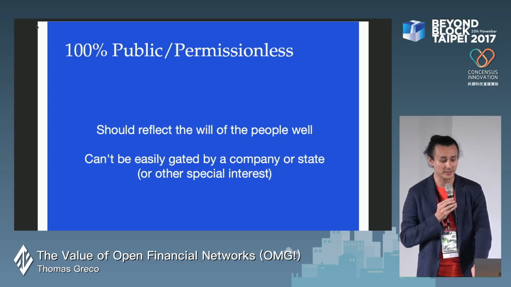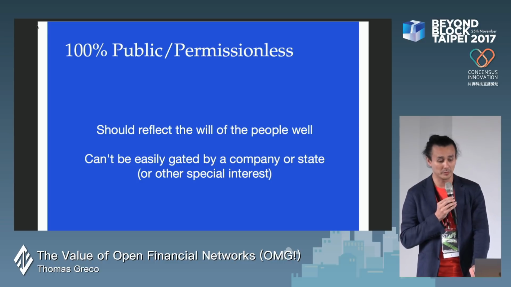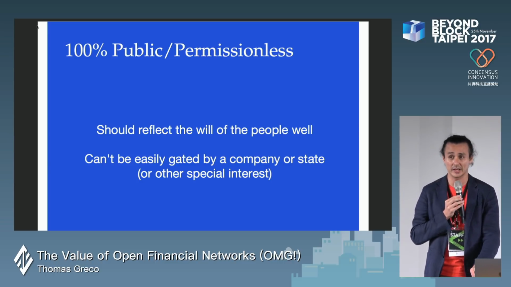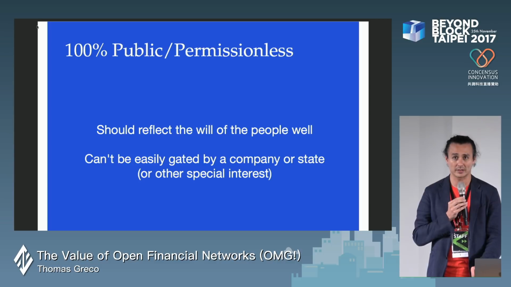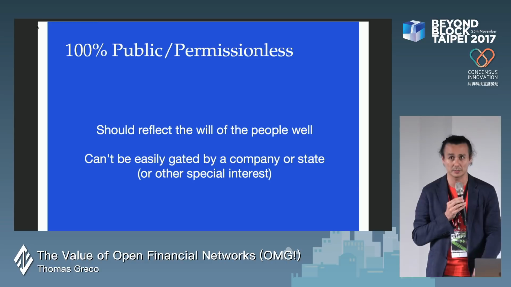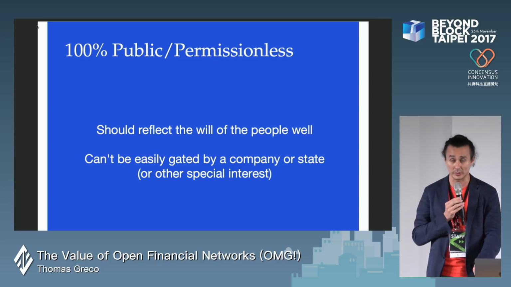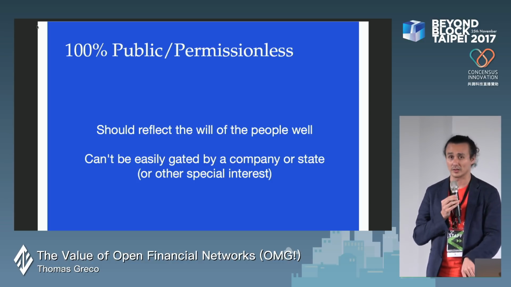So breaking that down, what does it mean, this long list? 100% public permissionless means that by being a public something, it should reflect the will of whatever the thing's constituents are, in this case, people. It should not be easily gated by any company or state or special interest. It should remain permissionless. You do not have to ask someone's permission to use this. Bitcoin is, for example, a permissionless network. Ethereum is, for example, a permissionless network. By contrast, Ripple is not a permissionless network.